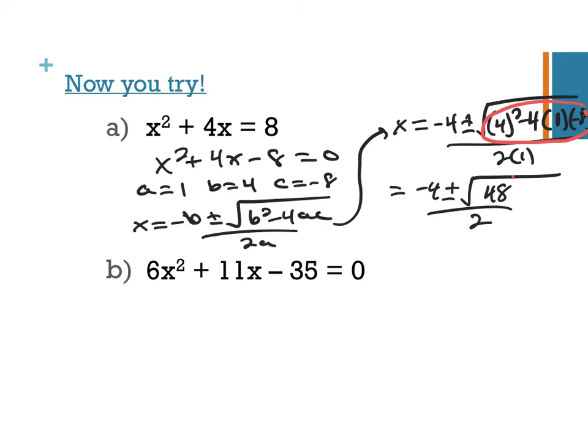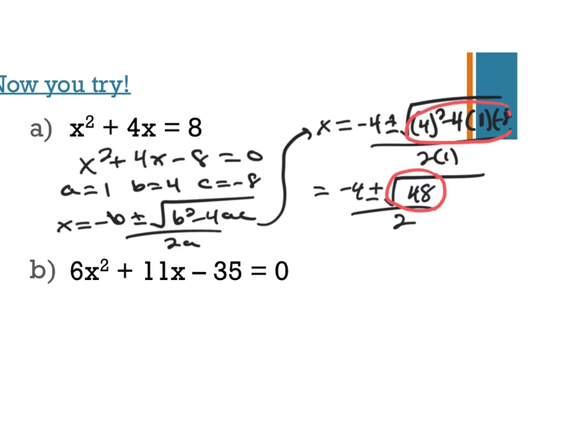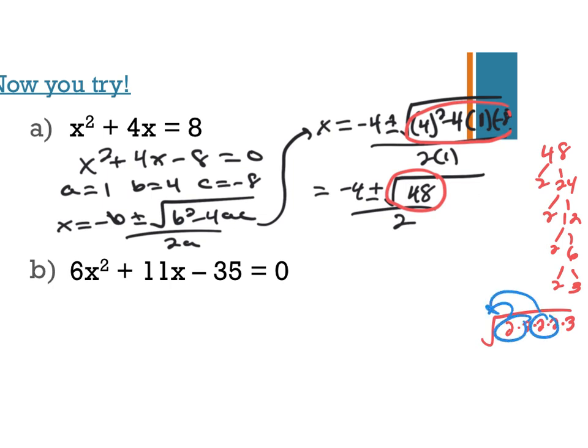Now you may need some side work to break down that square root of 48 here. If I break down that square root of 48, it's 2 and 24, that's 2 and 12, that's 2 and 6, that's 2 and 3. And so square root of 48 is 2 times 2 times 2 times 2 times 3. It looks like I can pull out two 2's, becoming a 4 in front. So 4 square roots of 3 is what that 48 becomes. And so we've broken it down to negative 4 plus or minus 4 square roots of 3 all over 2.